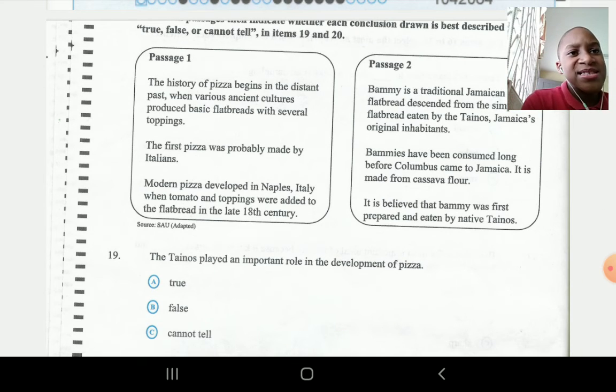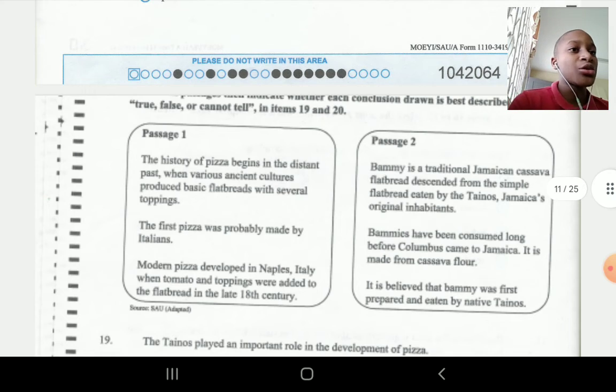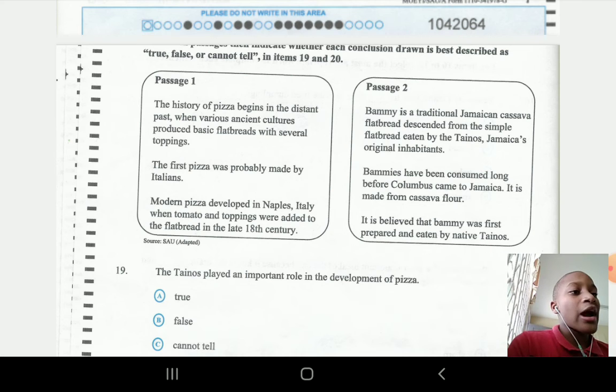The history of pizza begins. Okay, so read the passage and select whether each conclusion drawn is best described as true, false, or cannot tell in items 19 and 20. So these last things we're gonna read. Better listen. The history of pizza begins in the distant past, when various ancient cultures produced basic flatbread with several toppings. Basically, pizza just needed cheese.